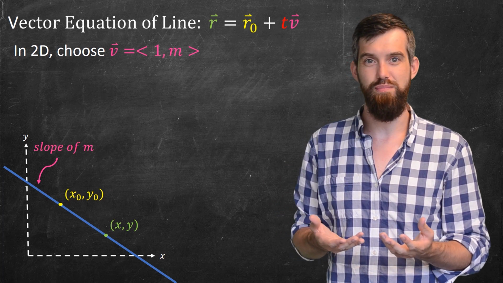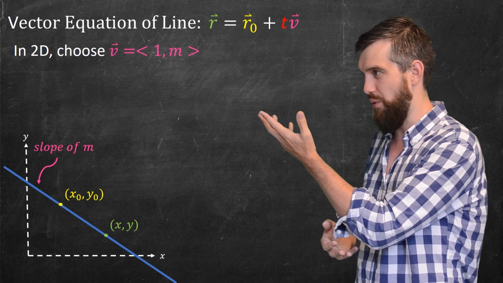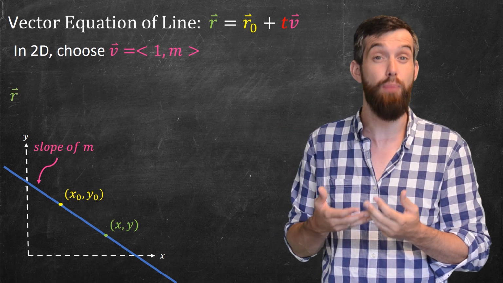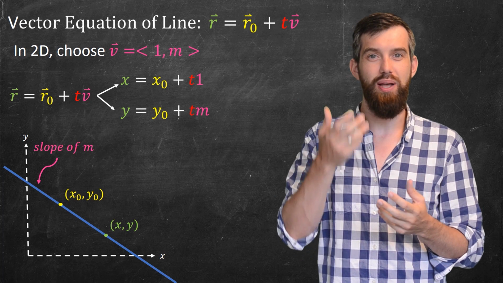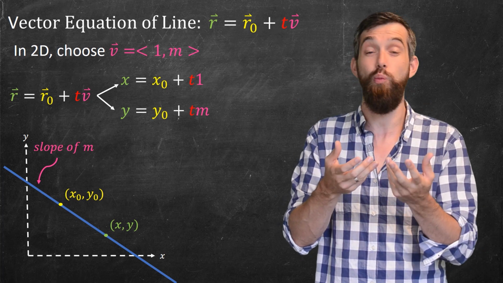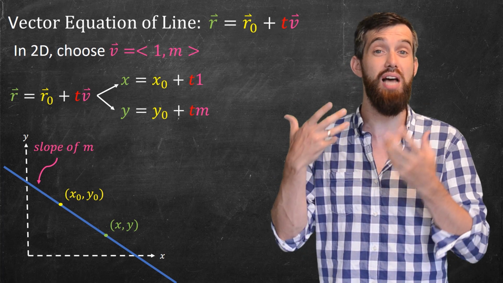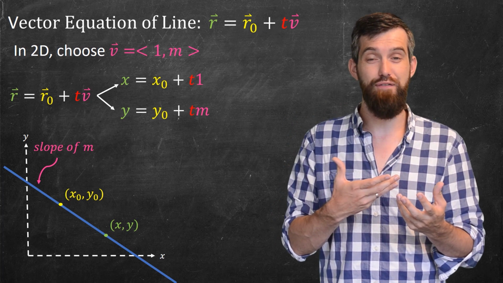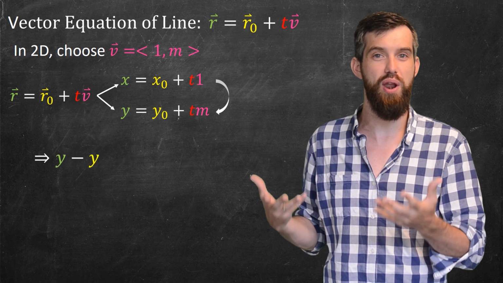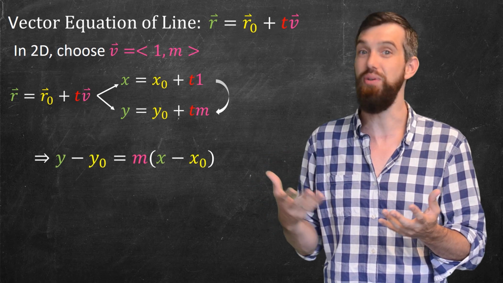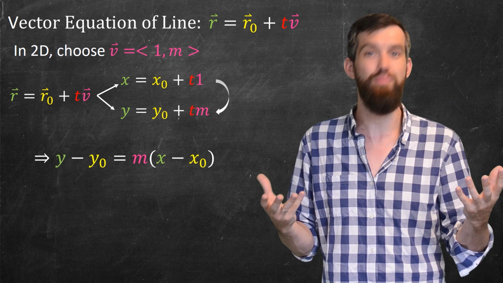So then if I use that and I take this vector equation, which in two dimensions would really be separated as two different equations, I'd have x is equal to x naught plus t times 1, and y is equal to y naught plus t times m. Then if I solve for t and plug it in, I get exactly what we had before: y minus y naught is m times x minus x naught. So indeed, these two different ways of thinking about it are exactly the same.